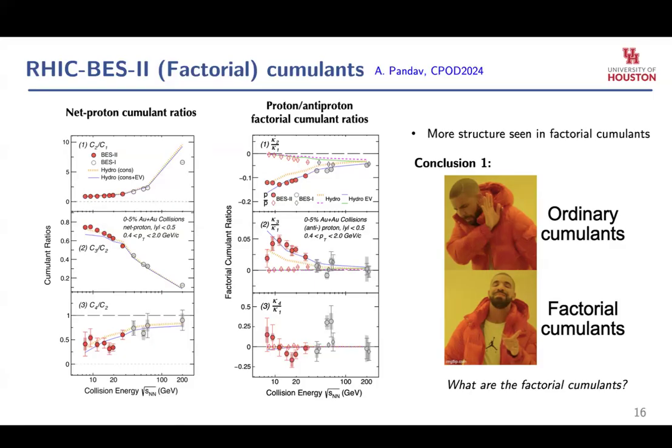Ordinary cumulants make a lot of sense. But when we go here to critical phenomena at high mu B, factorial cumulants seem to show some more interesting behavior. Yeah. A question about the experiment, since we have an expert in the room.